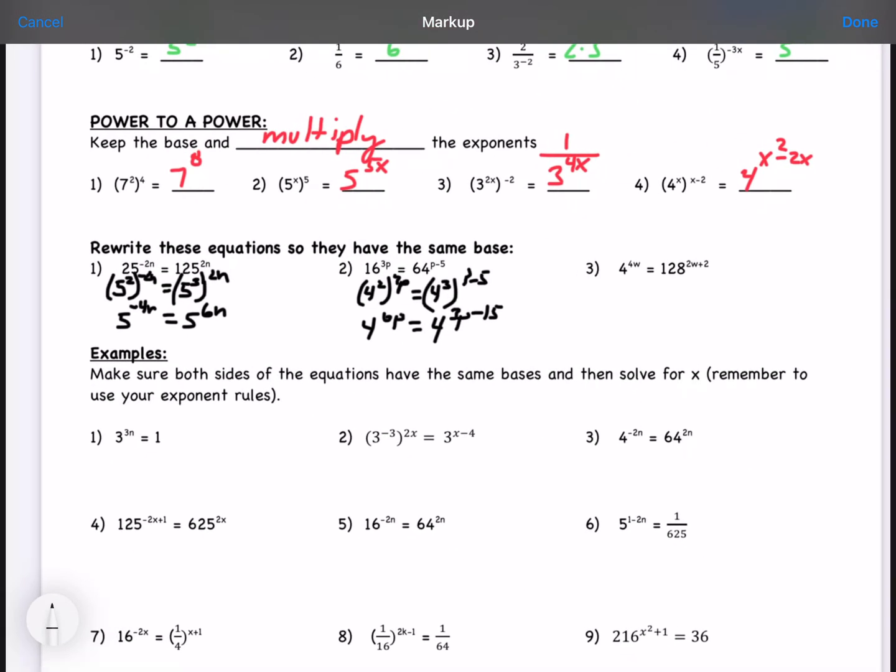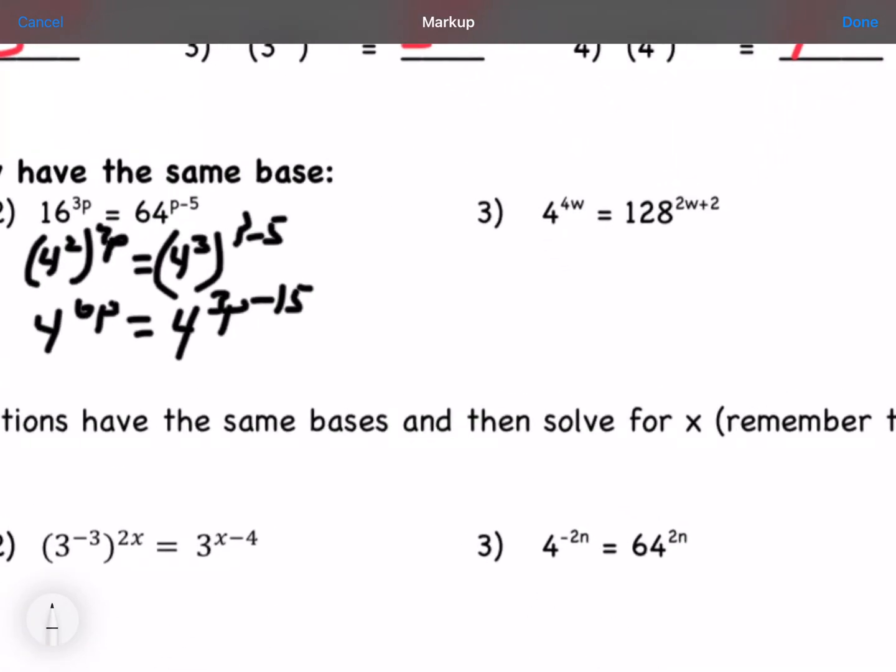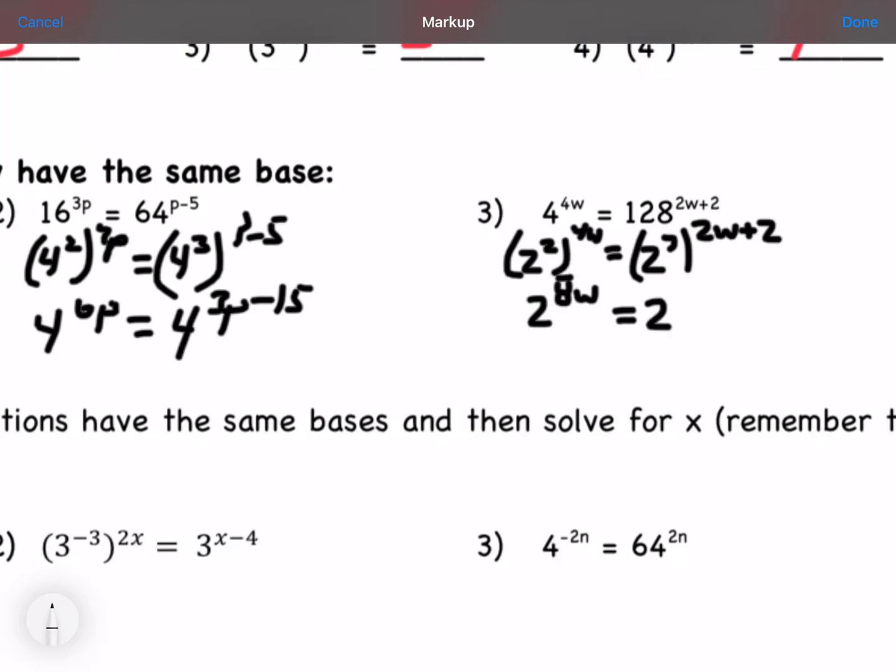And then I have 4 to the 4w and 128. I'm going to take this to 2 as my base. So 2 squared is 4. And 2 to the 7th power is 128. And so now I have to multiply my powers. So this becomes 2 to the 8w equals 2 to the 14w plus 14 power.